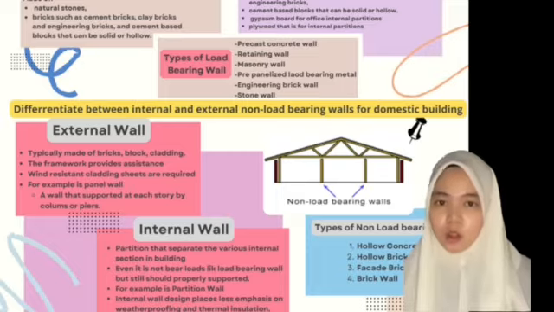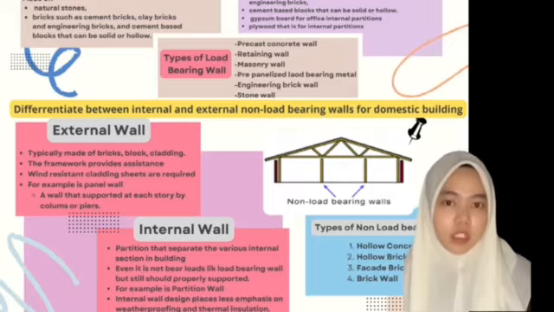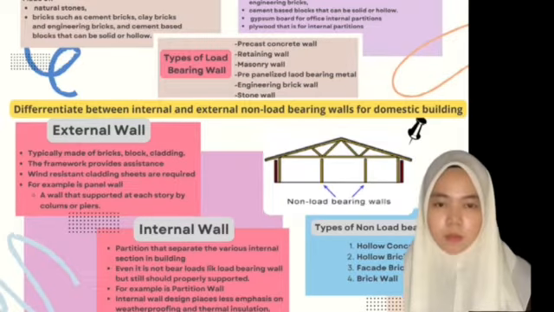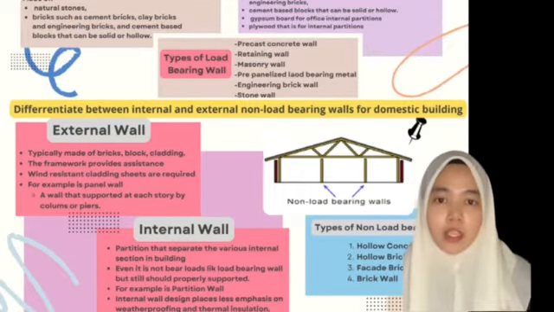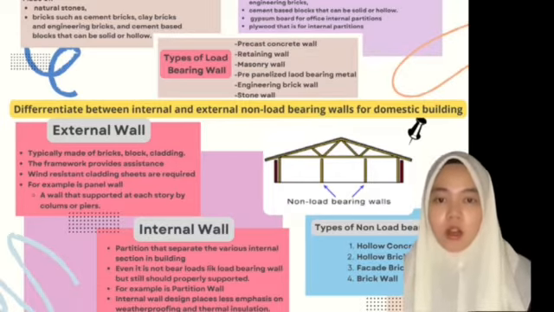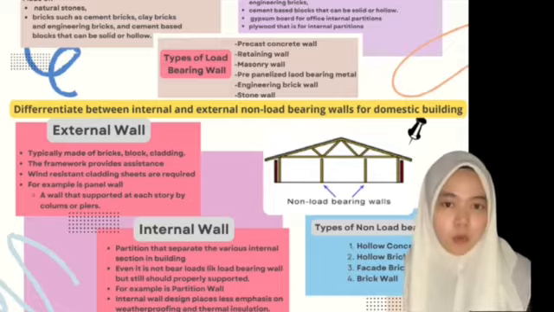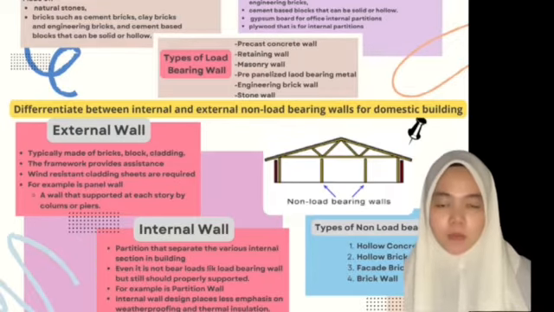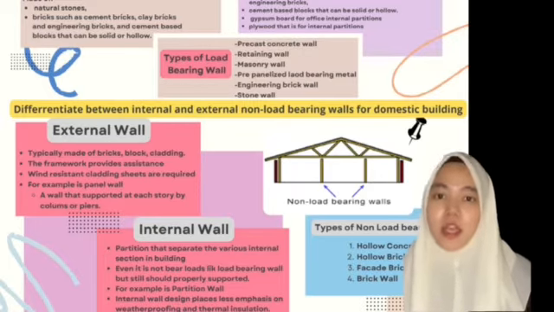Now for the internal walls, they act as partition walls, which separate areas in the buildings into few sections. Even though it's not as strong and cannot bear loads like a load-bearing wall, it should be supported properly by the building. An example is the partition wall. An internal wall design places less emphasis on weatherproofing and thermal insulation. Examples of non-load-bearing walls are hollow bricks and brick walls.